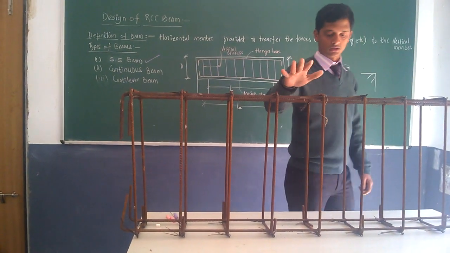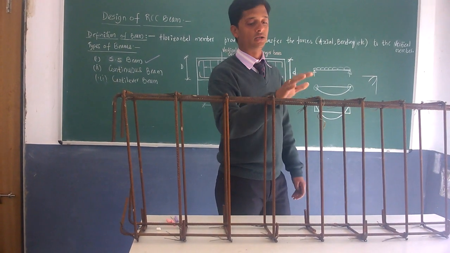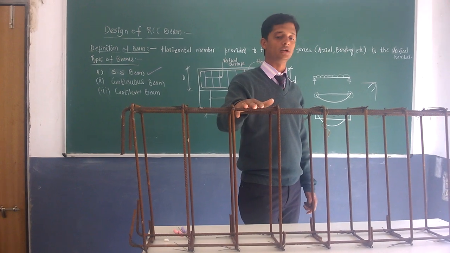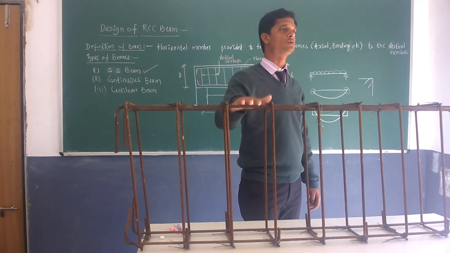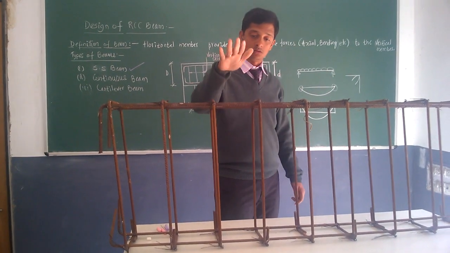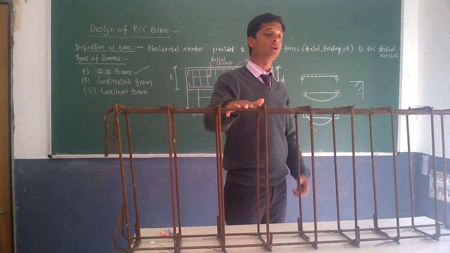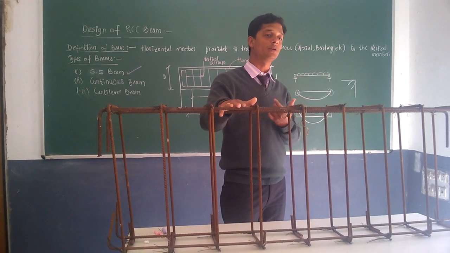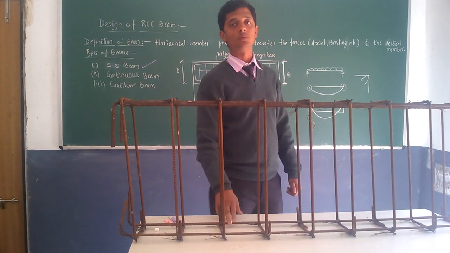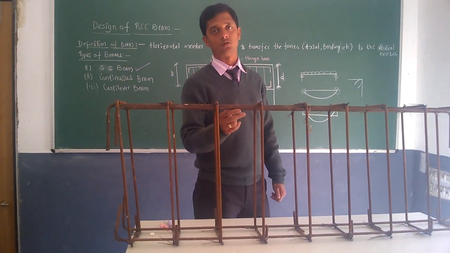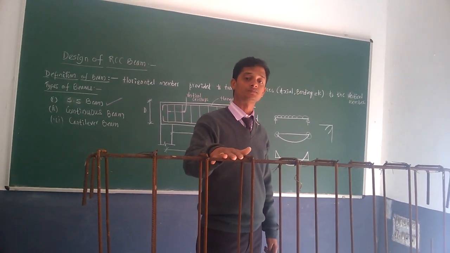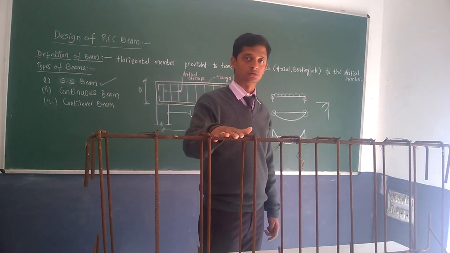One more, if the beam is doubly reinforced. The top reinforcement in case of simply supported beam is known as hanger bar. But in case of doubly reinforced beam, we provide a bar at top generally to carry compression force. Doubly reinforced means we provide bars at the bottom as well as the top. So top reinforcement is provided to carry the compression force.